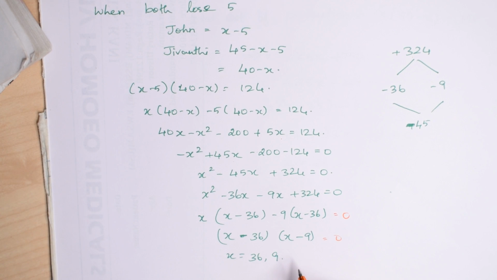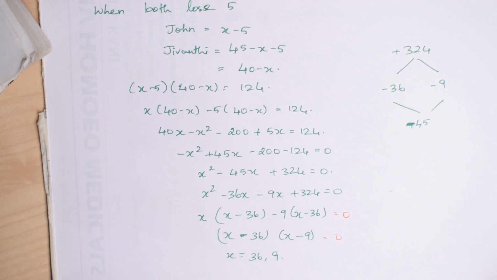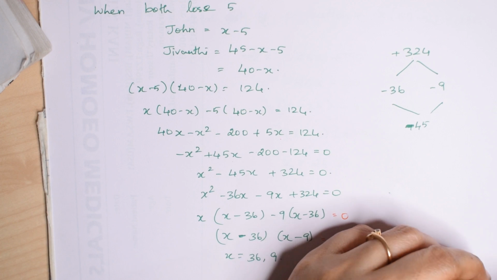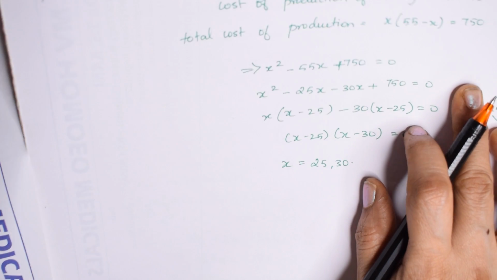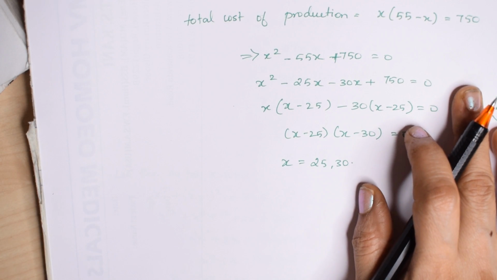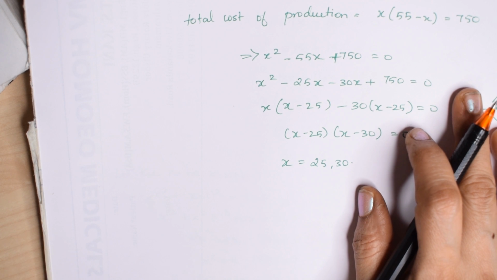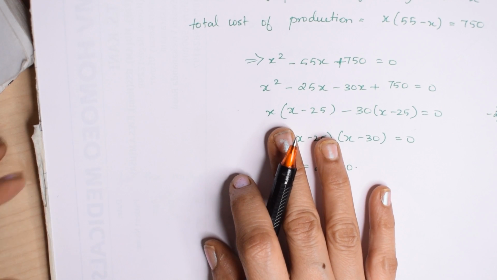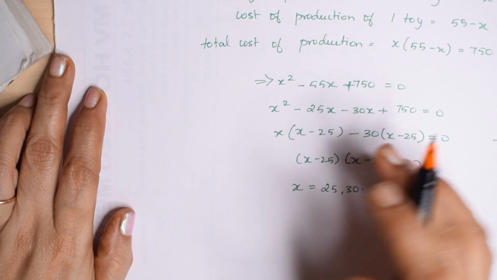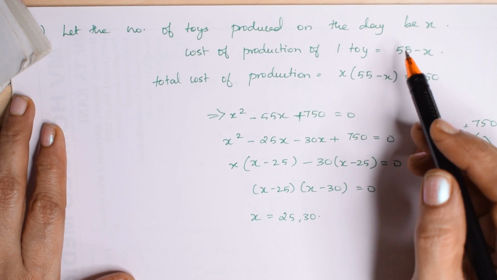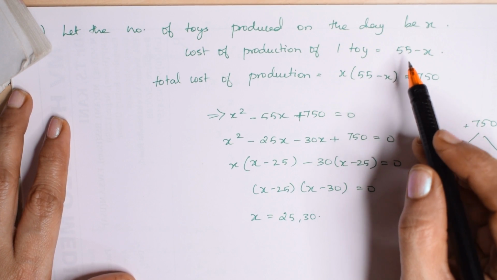So one person had 36 marbles and the other person had 9 marbles. Then the second sum: a cottage industry produces a certain number of toys in a day. We don't know how many toys, so let the number of toys produced in the day be x.